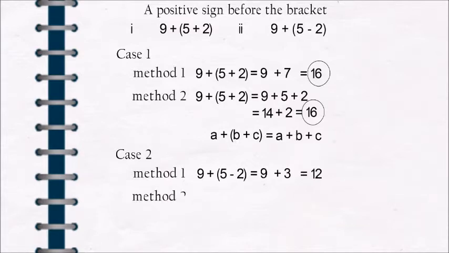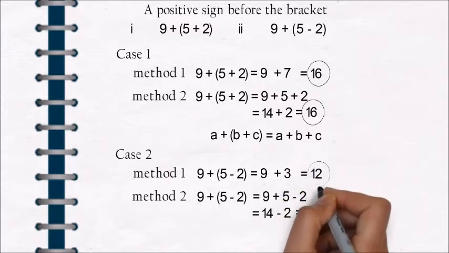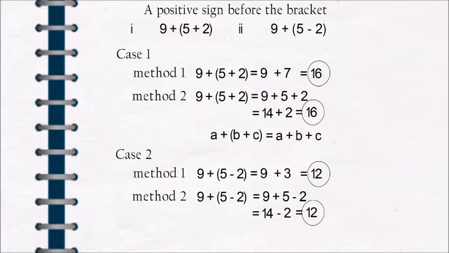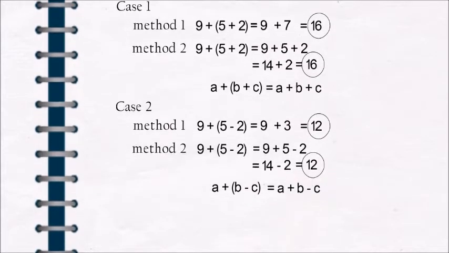Now using the second method, we have 9 plus open bracket 5 minus 2. If we remove the bracket, we have 9 plus 5 minus 2. If we add 5 to 9, we have 14. 14 minus 2, we have 12. Also, the result is the same as the first method. What this also means for us is that 9 plus open bracket 5 minus 2 is equal to 9 plus 5 minus 2. Now, also with alphabets, we could say that A plus open bracket B minus C close bracket is equal to A plus B minus C.